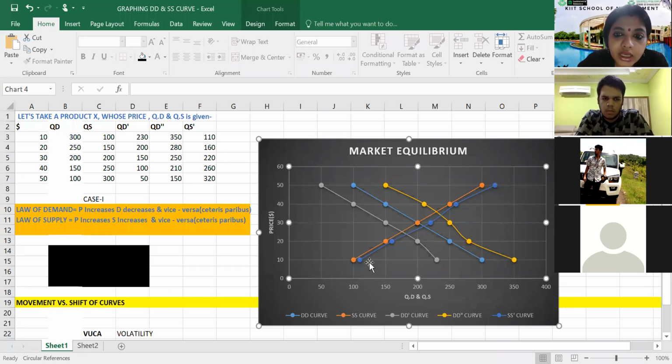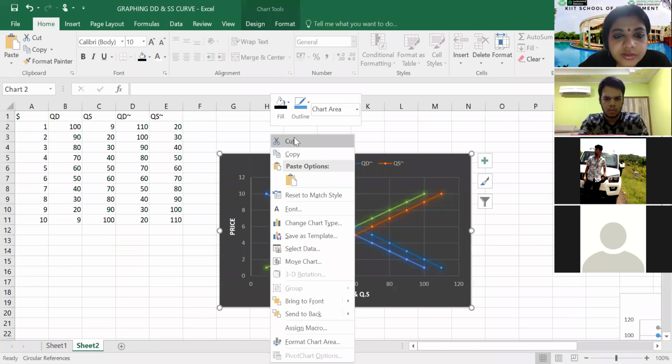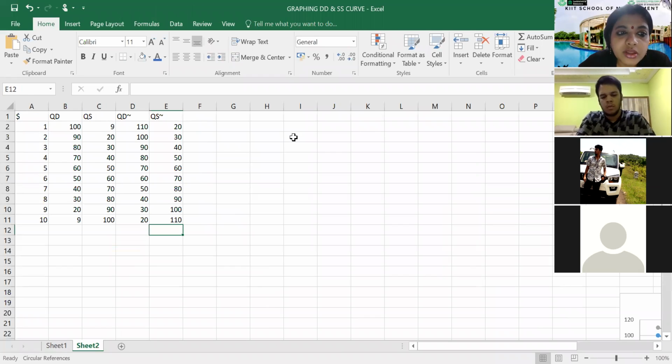Okay, you can take a snapshot of this for your reference, and after the class I'm sharing the video. For your homework, you can work with this data. Again, the work has been done. I'm deleting this. So here is another case study for you. With these values, you can draw the demand curve and supply curve.